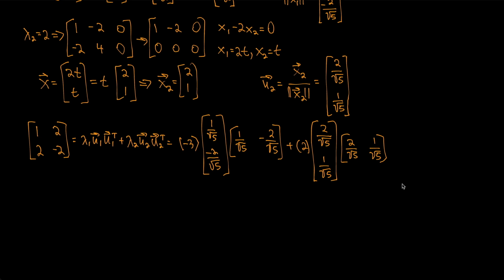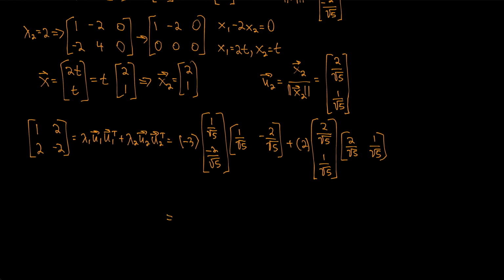Okay, so how about we do a little bit of the multiplication. I'll keep the minus 3 outside, and multiplying I get [1/5, -2/5; -2/5, 4/5] plus 2 times [4/5, 2/5; 2/5, 1/5].